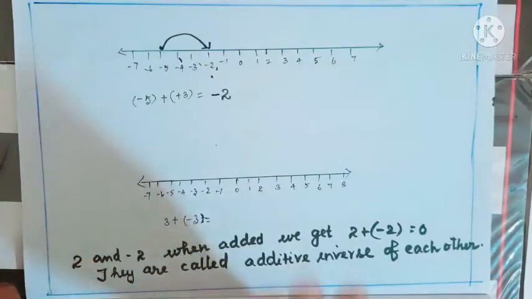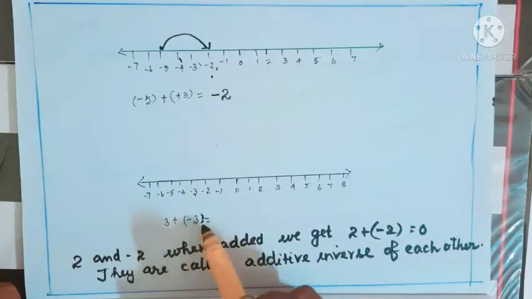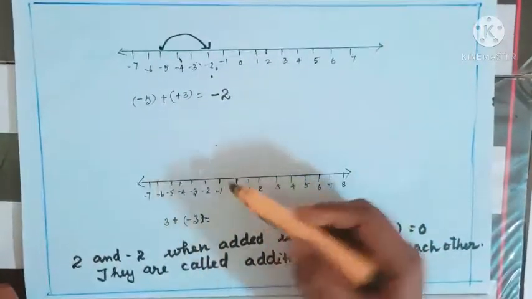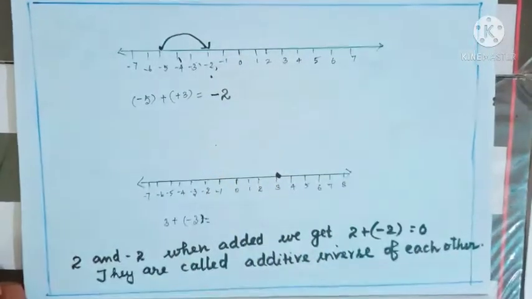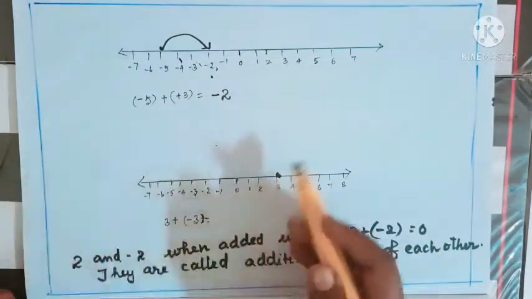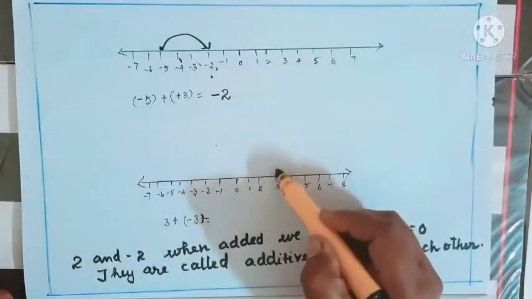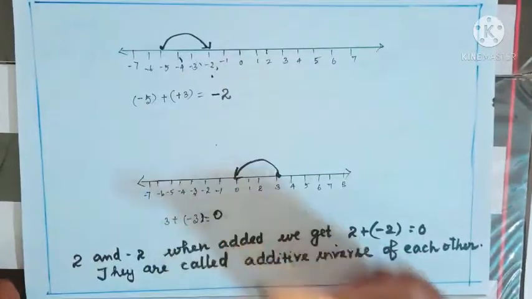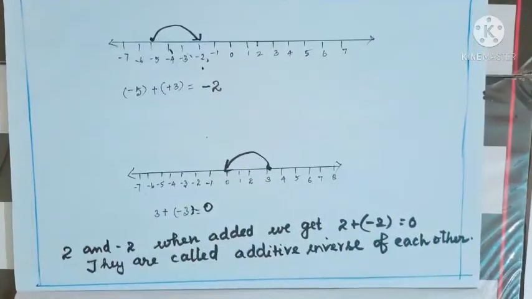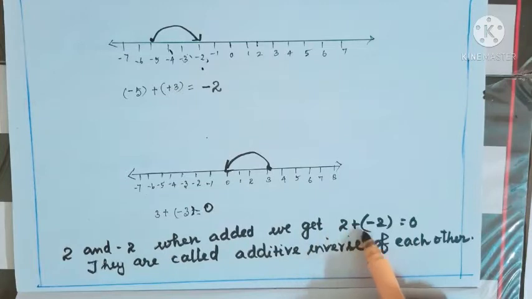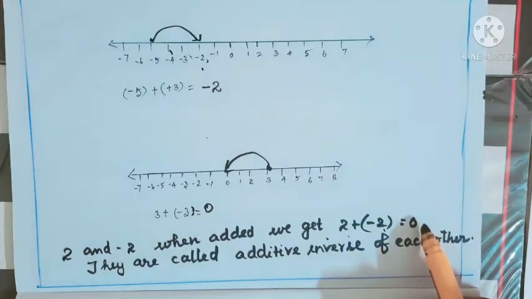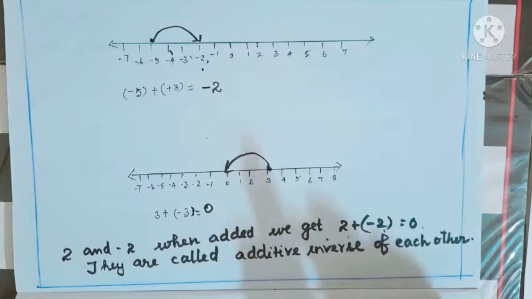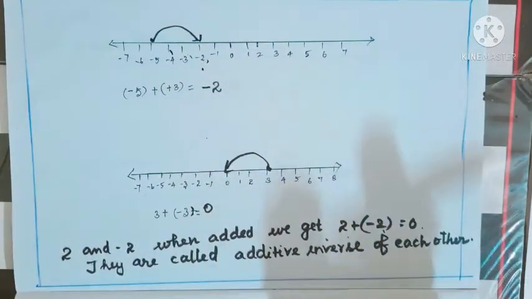Now see, listen here. Here you have the same number but with opposite symbols: plus 3 plus minus 3. You are standing at plus 3 now, and you are moving towards minus 3. Minus 3 is the opposite direction, isn't it? So you move towards it. What is the answer? 0. So 2 and minus 2, when we add them, we get 0. 2 plus minus 2 is 0. That is called additive inverse to each other. They are additive inverses of each other. Imagine if I say minus 7, what is the additive inverse of it?